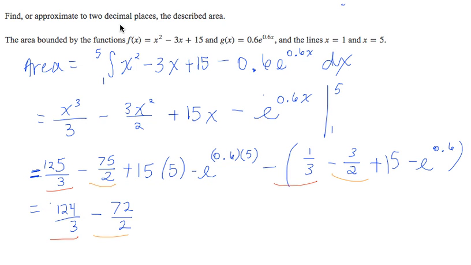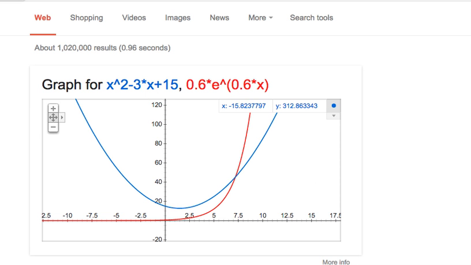So in this problem, we want to find the area bounded by these two functions, this quadratic for f of x and this exponential function for g of x, and the lines x equals 1 and 5. So the first thing we need to do is get a picture. So I graphed those two functions here on Google real quick. The blue one is the parabola, the red one is the exponential.